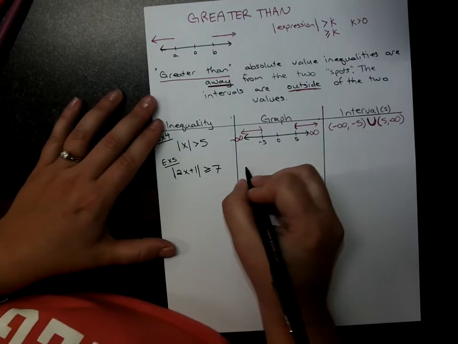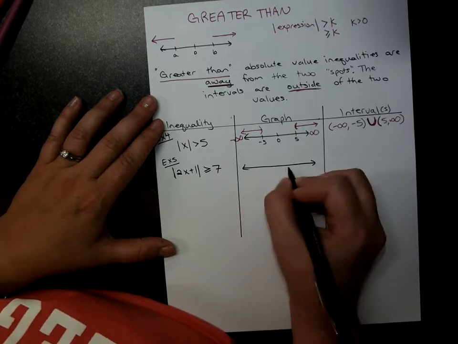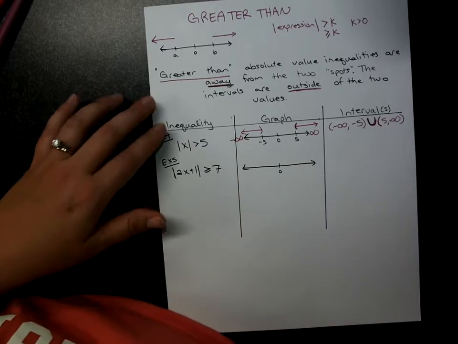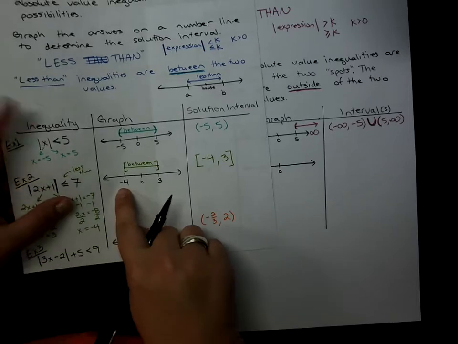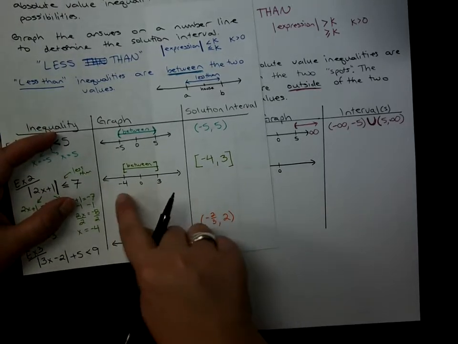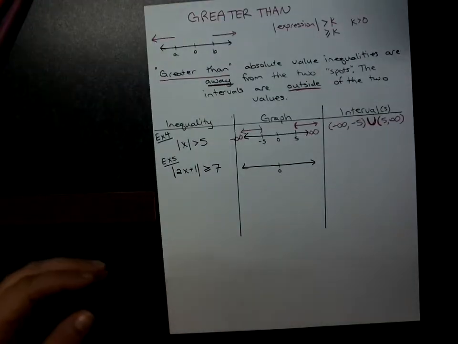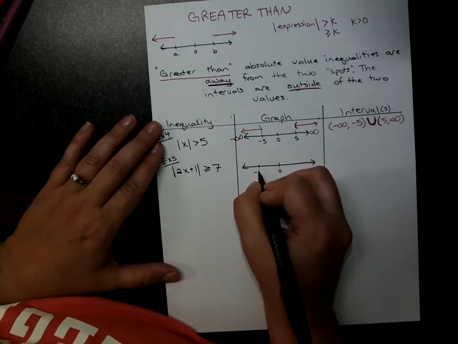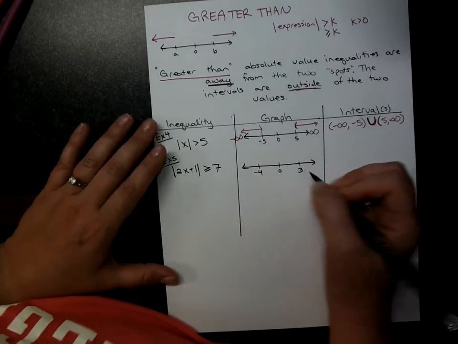So we already solved this. I'm not going to solve it again. When we solved this, back on example 2, we got -4 and 3 as our 2 spots. And we're going to keep those same 2 spots for this example, -4 and 3.